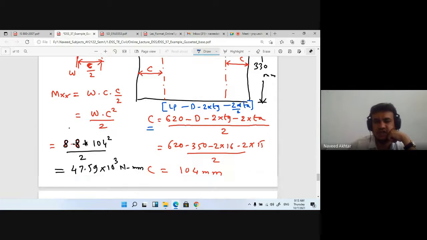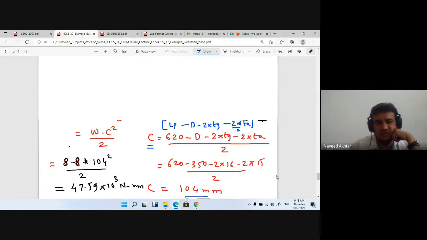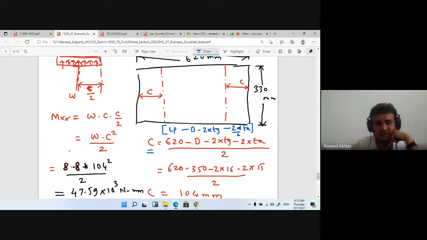Okay, so we calculated that C is coming around 104 mm. Then based on the value of C, you can find out the maximum bending moment of the cantilever portion. This is the CG of your rectangular section. That is, CG is at C by 2, and a uniformly distributed load is there.